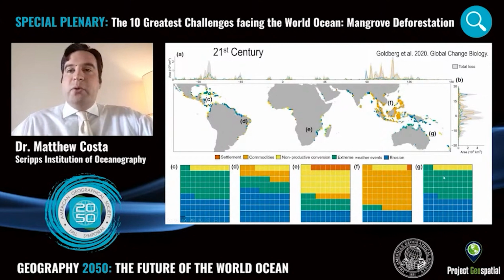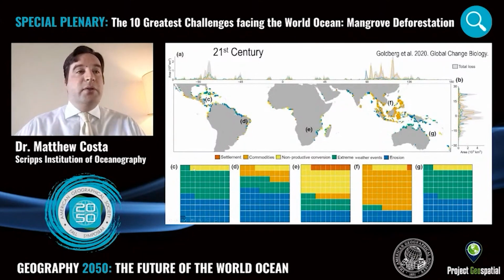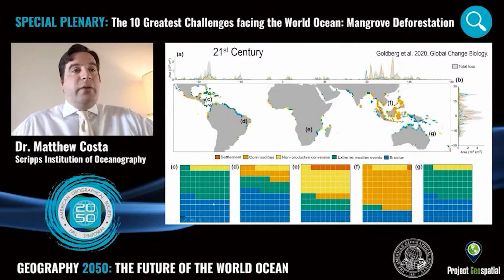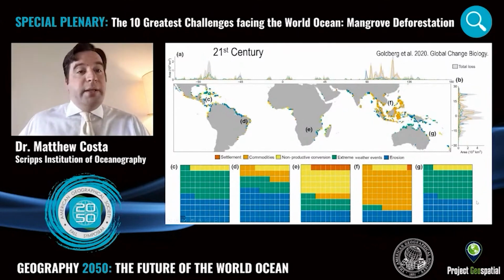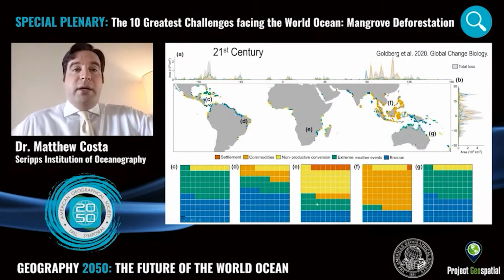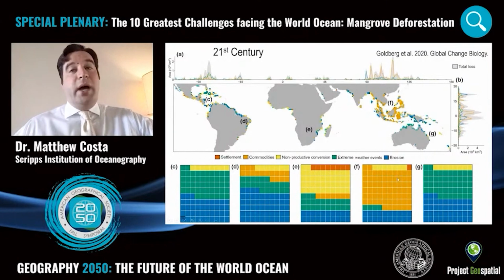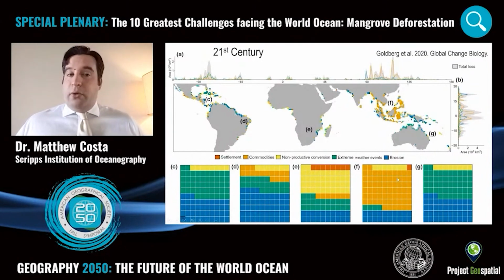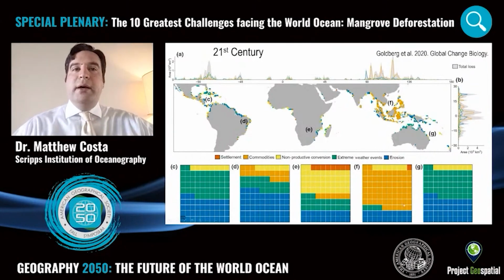And these big squares at the bottom summarize what the major drivers of mangrove loss are in different regions of the world. So C and D are North and South America. Here and in Oceania, the dominating causes are extreme weather events and erosion. Whereas in Africa, non-productive conversion plays a bigger role, and Southeast Asia, which again is the hotspot of mangrove area overall and also of mangrove loss, is dominated by conversion to commodities, especially today, palm oil plantations.